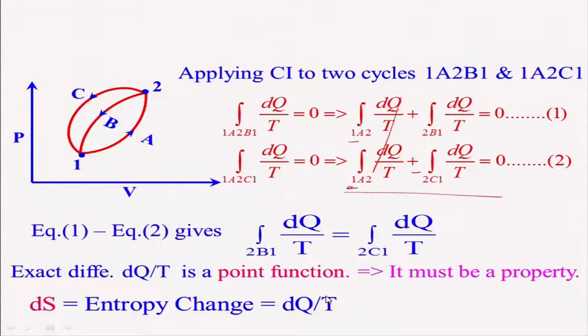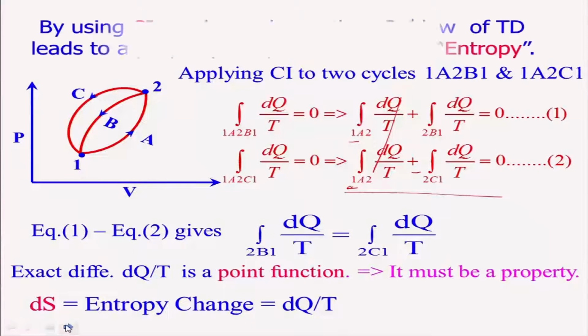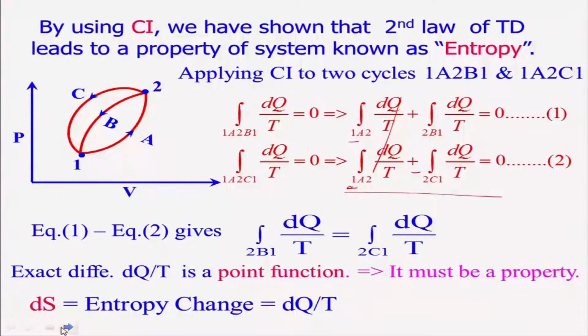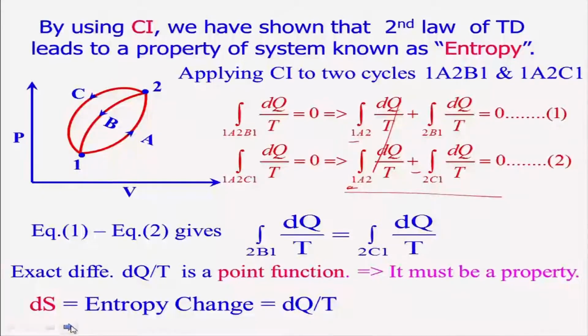If you recall, in a similar way we defined the internal energy for the first law of thermodynamics, and we are defining the entropy by using the second law of thermodynamics, right. So, here what we have done? We have used the Clausius inequality and also shown that the second law of thermodynamics leads to the property of a system known as entropy, right. By that way, we can really define the entropy change.